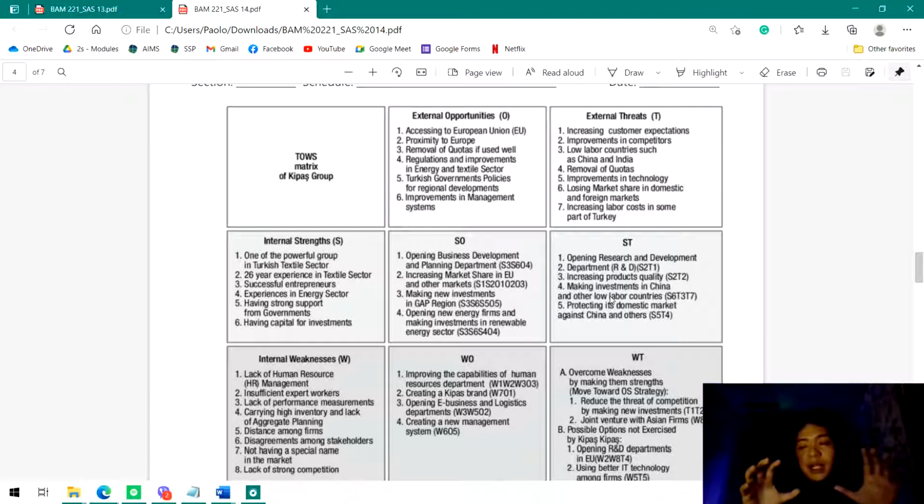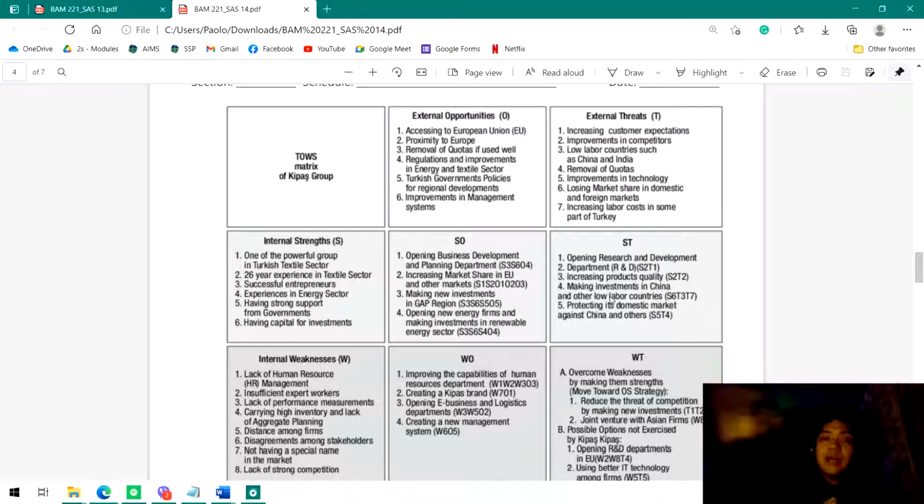So, ang ginawa natin dito is in-identify muna natin yung mga weakness natin na pwede nating gamitin in order to overcome or to take advantage of certain opportunities. In this case, ang sinusubukan natin i-minimize na weakness is yung weakness 1, 2, and 3, which is all about human resource. So we are trying to develop our human resource management in order to take advantage of the opportunity na removal of quota.